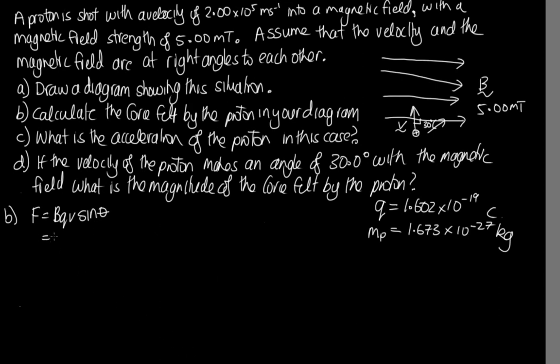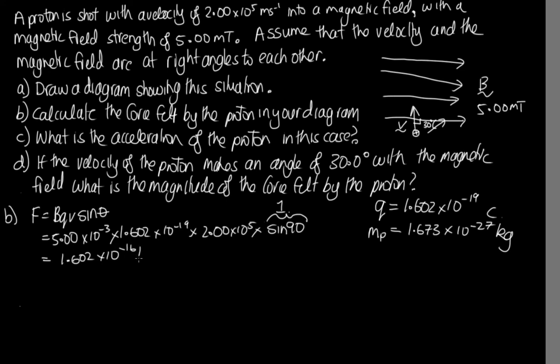Okay, so to work out the force, we need to substitute into this equation here. So B is 5 milliteslas, so 5.00 times 10 to the minus 3, times Q, which is 1.602 times 10 to the minus 19, times V, which we're told is 2.00 times 10 to the 5 meters per second, times sine, and this is 90 degrees. And now sine of 90 is just equal to 1. So now we can solve this on the calculator. When we type it in, we get 1.602 times 10 to the minus 16 newtons.